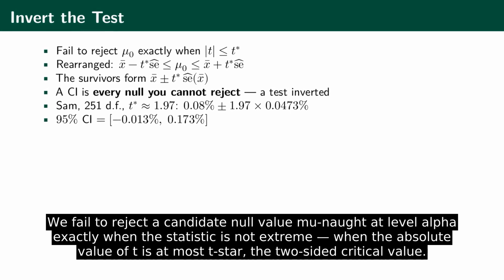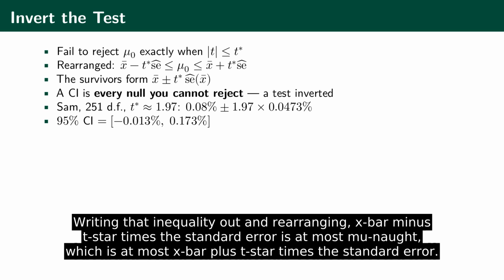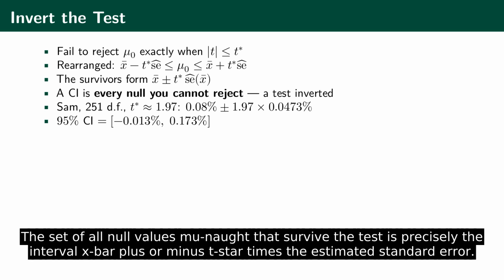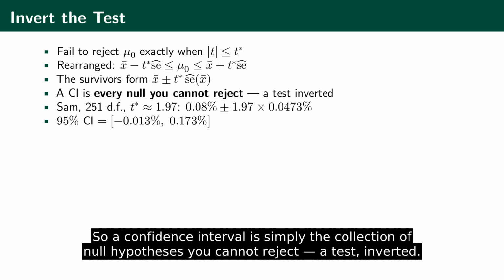We fail to reject the candidate null value mu0 at level alpha exactly when the statistic is not extreme, when the absolute value of t is at most t star, the two-sided critical value. Writing that inequality out and rearranging, x bar minus t star times the standard error is at most mu0, which is at most x bar plus t star times the standard error. The set of all null values mu0 that survive the test is precisely the interval x bar plus or minus t star times the estimated standard error. That is the 95% confidence interval. So a confidence interval is simply the collection of null hypotheses you cannot reject.